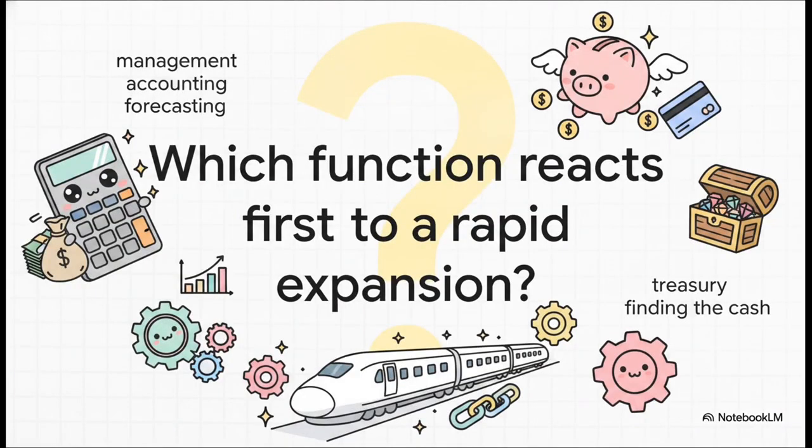I'm going to leave you with a quick scenario to test your dynamic thinking. If your business rapidly expands its product line tomorrow, which of these four functions do you think needs to react first? Is it management accounting, trying to forecast the new budgets? Or maybe the Treasury, scrambling to find the cash to actually fund the expansion? Think about how these interconnected departments rely on each other to support business growth.